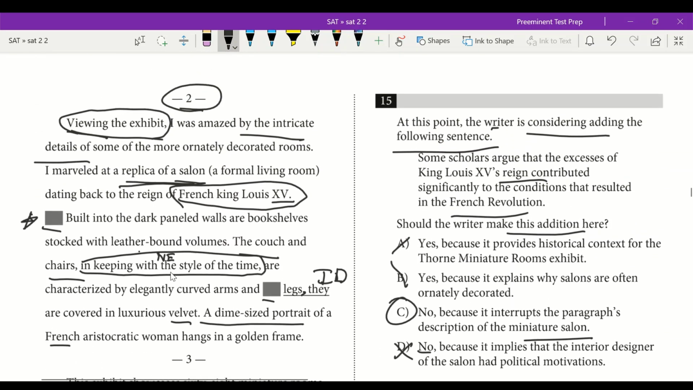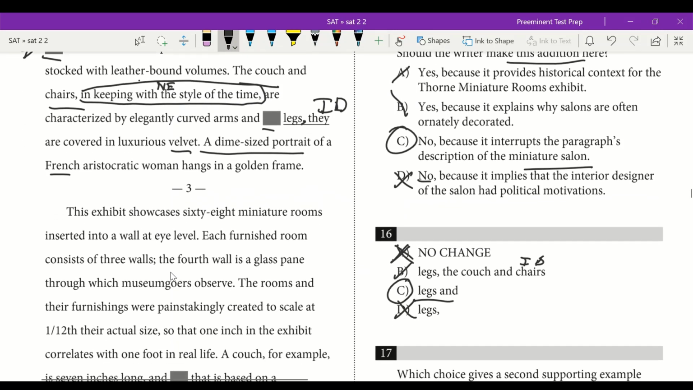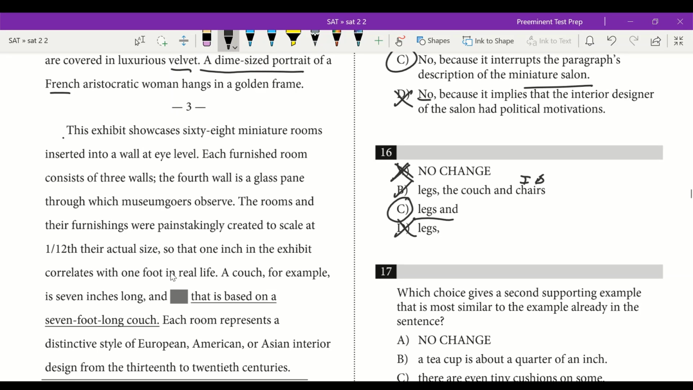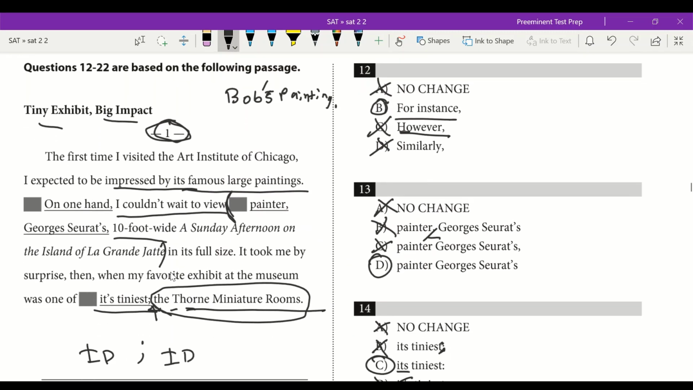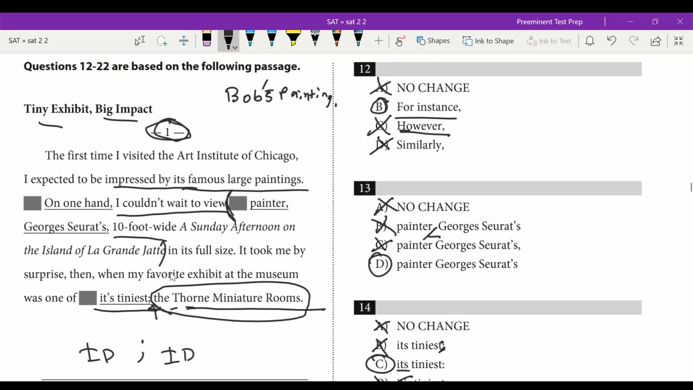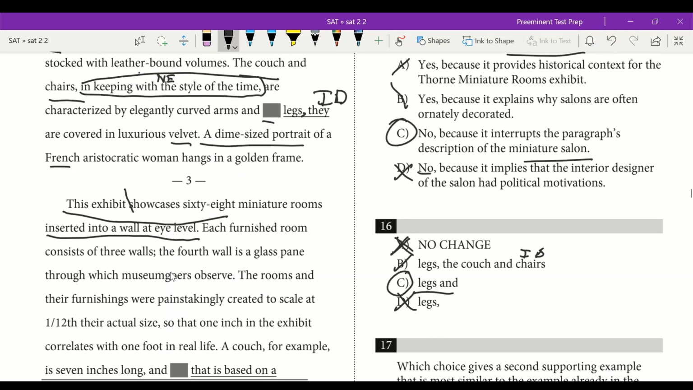All right, now thinking back to this paragraph as a whole, we know that we're giving specific details about the furniture within our exhibit. So now we're going to go ahead and read paragraph 3 and see what it talks about, see if we should leave paragraph 2 where it is or move it. So we have this exhibit showcases 68 miniature rooms inserted into a wall at eye level. What's that describing, right? That's describing the exhibit that we introduced with our colon back in paragraph 1, right? Remember how we left off with its tiniest, the Thorn miniature rooms? Well, now, what do we start with? This exhibit, the Thorn miniature rooms that we described in paragraph 1.